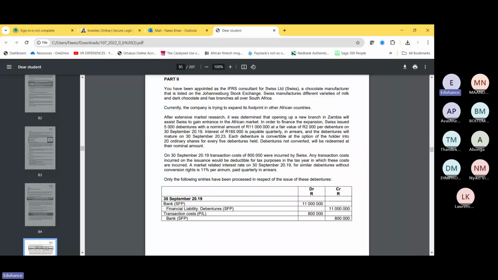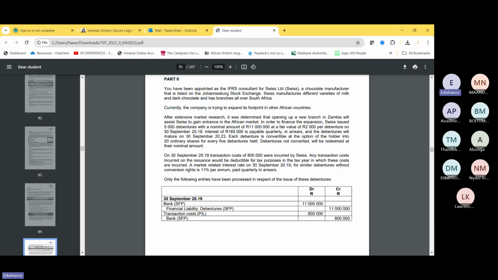So where are we doing this now? The nominal value is 11 million and the fair value is 10 million Rand, per the debenture on 30 September 2019. What you must take note of is that initial recognition would be on 30th September 2019. When do you recognize? 30th September 2019, because that is where we have given them the debenture and we have gotten the money. So take note over here.